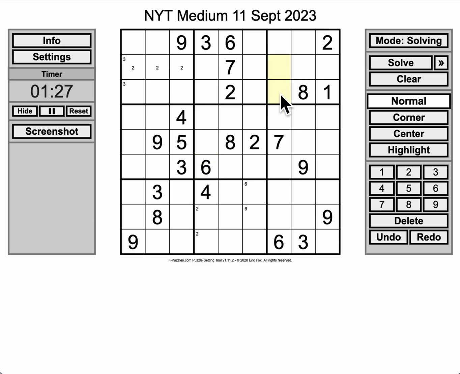Top right third puts 9 in one of these. Is that all I get from that one? Yep. 9, 3, 6, 7, 8, 1. That's it for the top third of the grid.